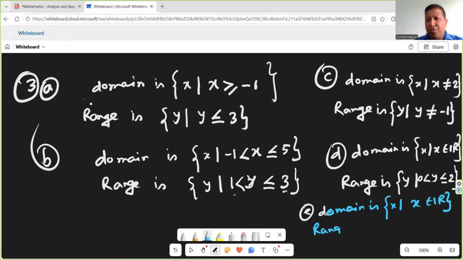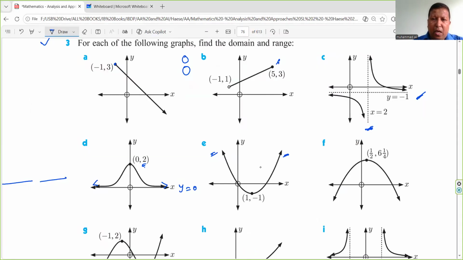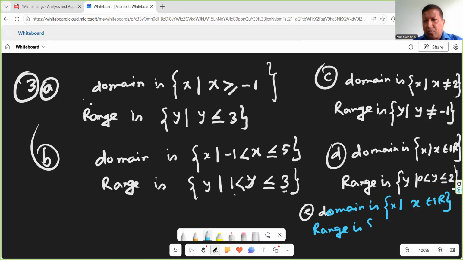And what about the range? Range is, if you observe here, the lowest value of y is -1, -1 is included, and the upper value is up to infinity. So you can say that y is greater than or equal to -1. It means that it is -1 to infinity.